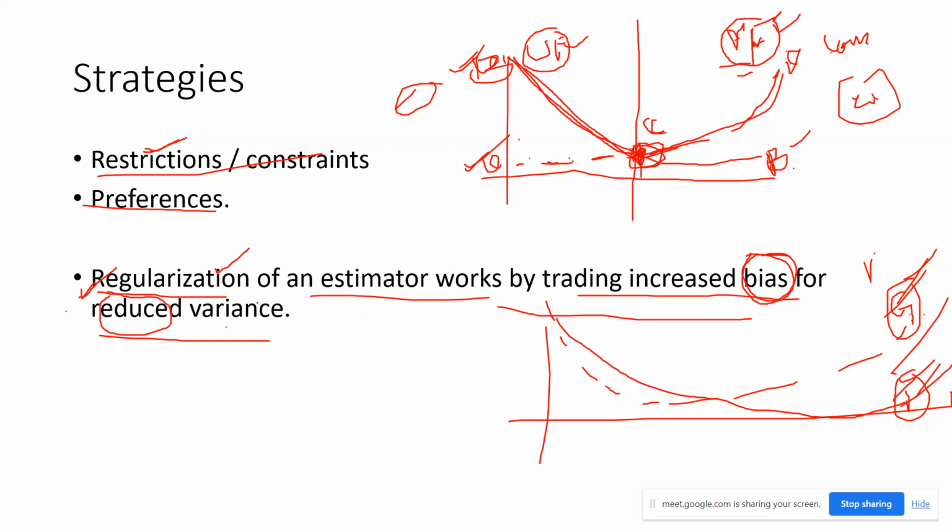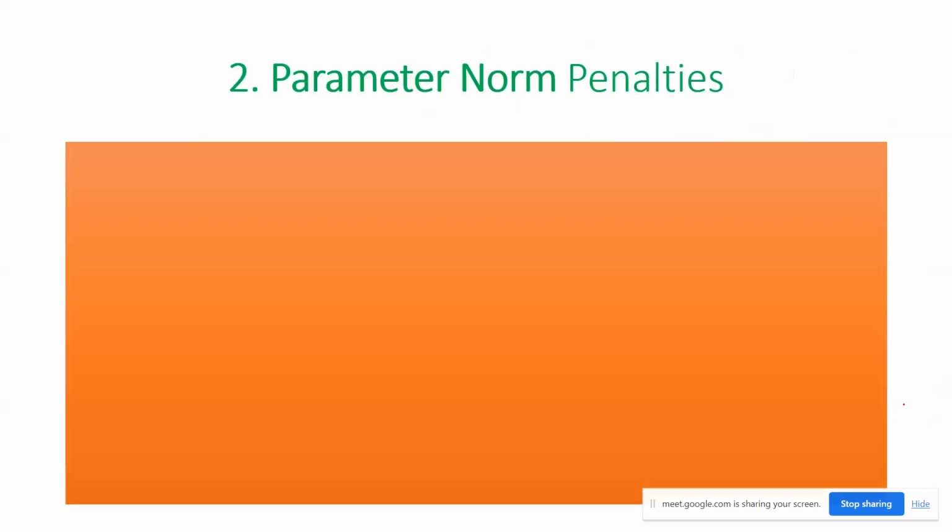Regularization is an estimator. That means it works by trading increased bias for reduced variance. Bias and variance trade-off is estimated using regularization, not generalization and training error. For that we are using many constraints. One of the constraints is penalization. So we are applying penalties on the parameters. That mechanism we call parameter norm penalization.